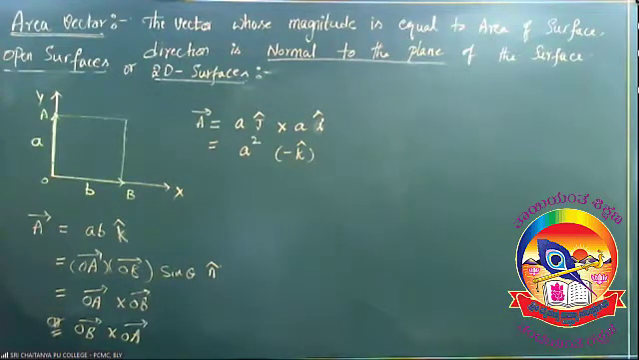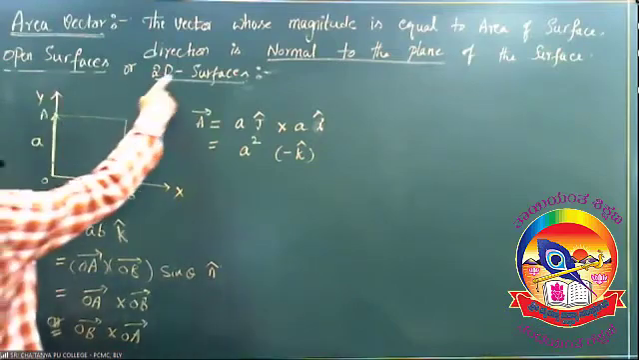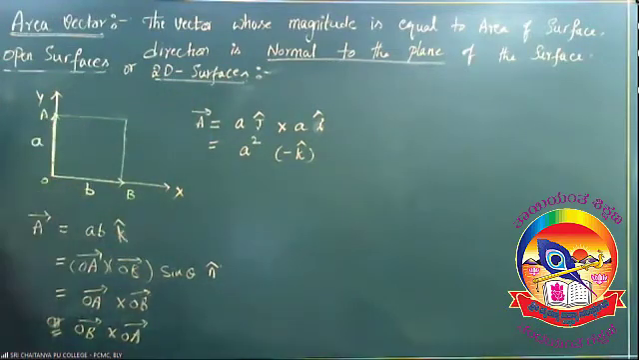So these are for open surfaces or 2D surfaces, for planes. This is the case for the area vector.